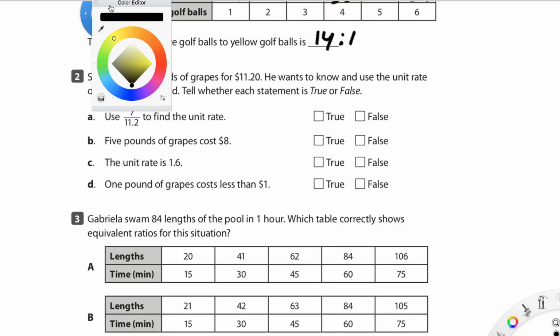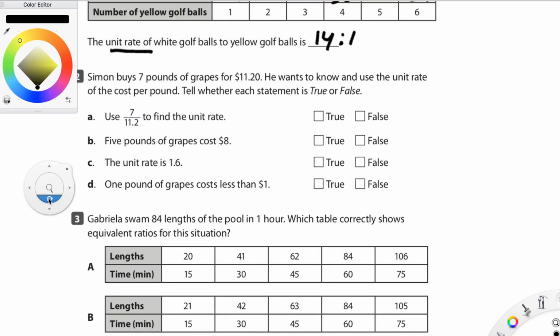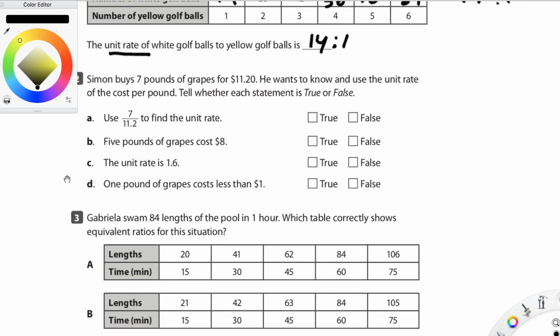Move this over here. Move it over here. I'm going to move it over there.